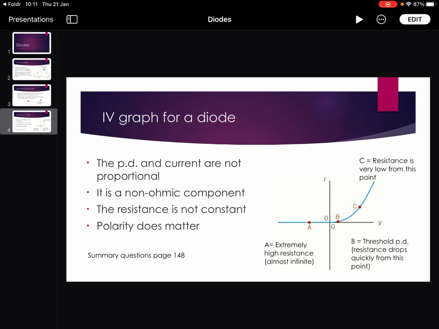On the right-hand side, where you've got the current flowing pointed the right way, B is the first bit of potential difference where current is actually able to flow. And we call this threshold potential difference. And from this point onwards, resistance drops quickly. So that allows current to flow. So you'll notice that basically you don't turn the diode round and at 0 volts current starts flowing. You've got to get a bit of voltage in there first. C is where current is flowing, resistance is very low. You've got a normal circuit going on.